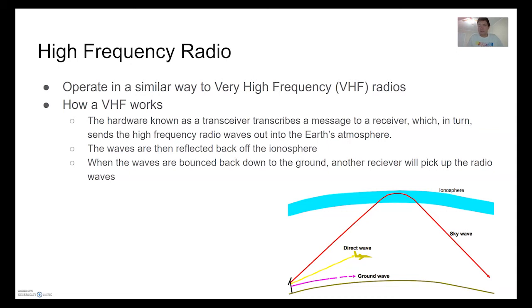For example, in this diagram in the bottom corner of your screen, there is a tower, and the red line is the radio wave. It goes up, bounces off of the ionosphere, and back down to the ground. As you can see, it goes way further than a direct wave or a ground wave would when trying to communicate.